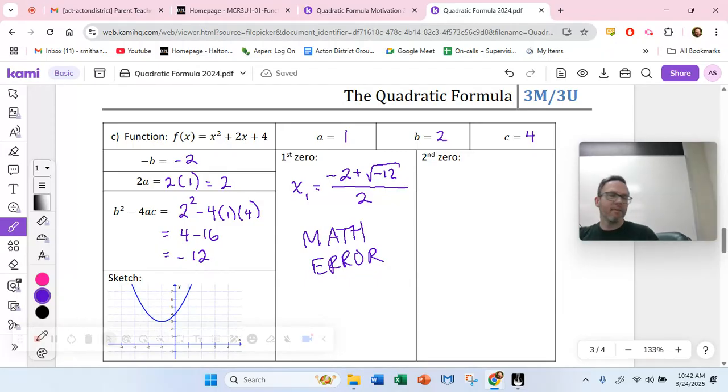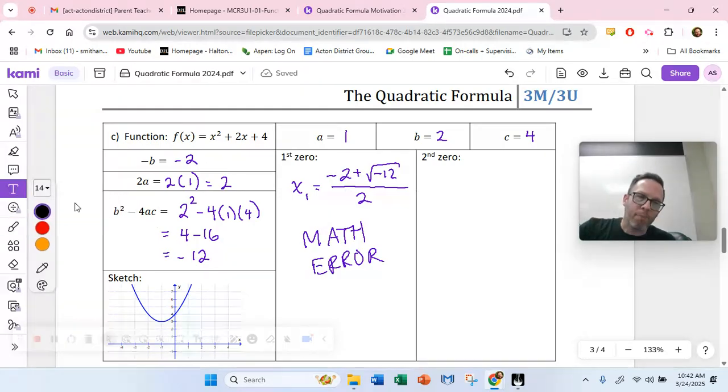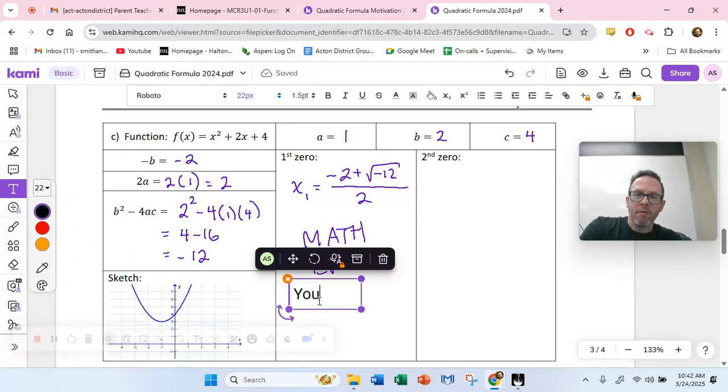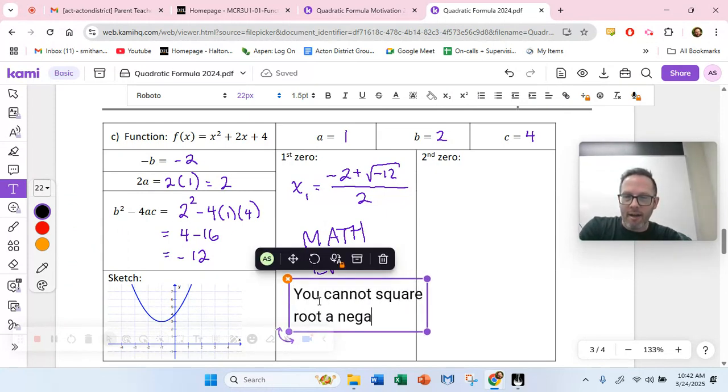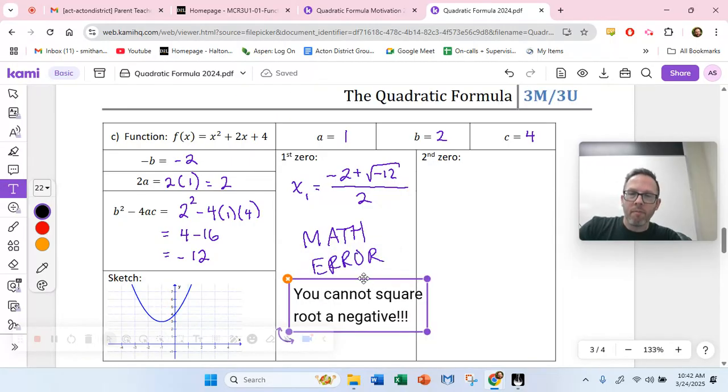Madeline? You can't square root a negative. Can you guys, whether you saw this last year or not, please tuck this in? Let's put it right in here. You cannot square root a negative. Exclamation points.